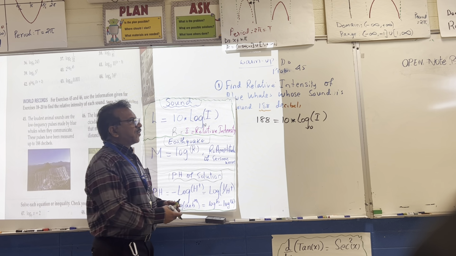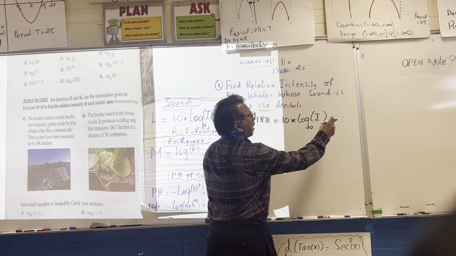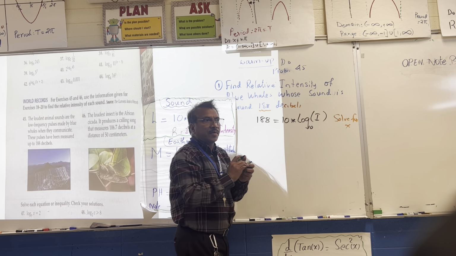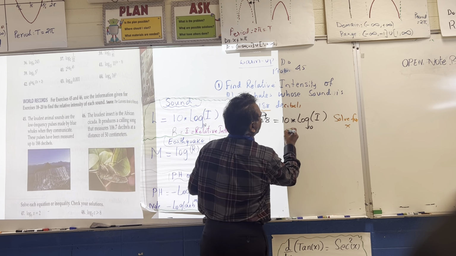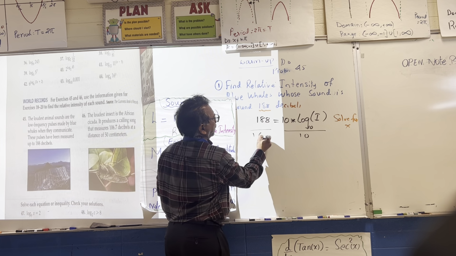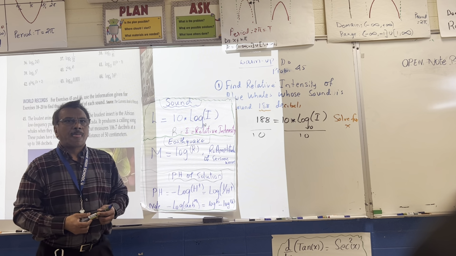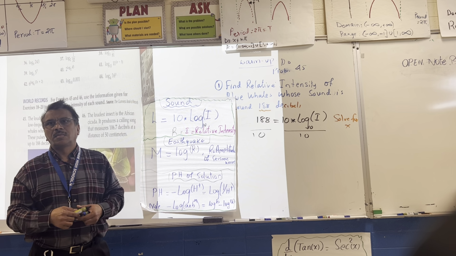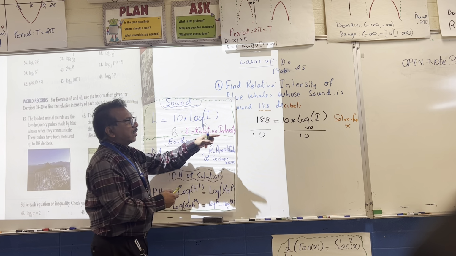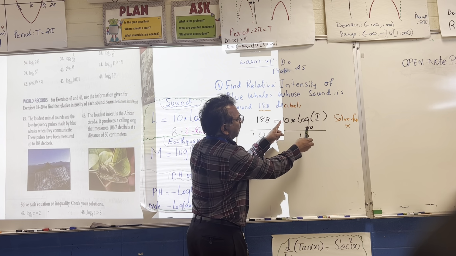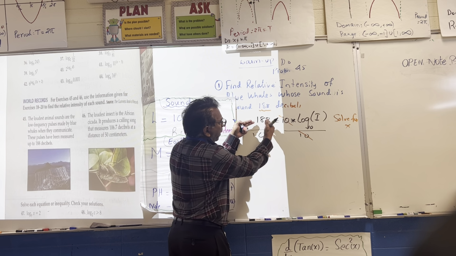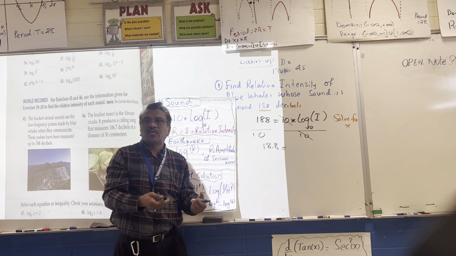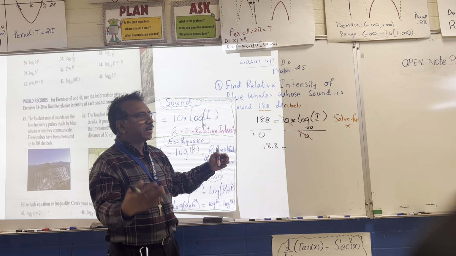So first thing is to solve for I. How do we solve it? You divide both sides by 10. See? Any questions so far? So this 10 and this 10 go away, and 188 divided by 10 is 18.8, right? Do you agree with me? If you get confused, check with the calculator later on, not now.